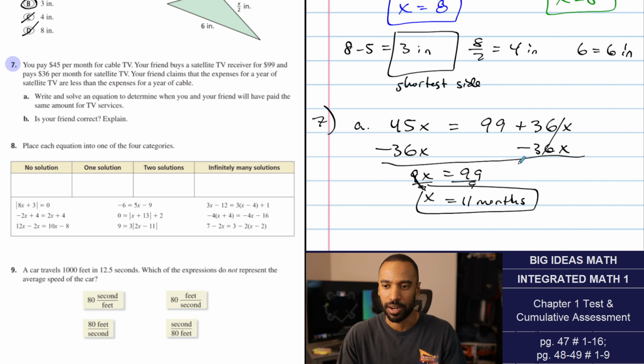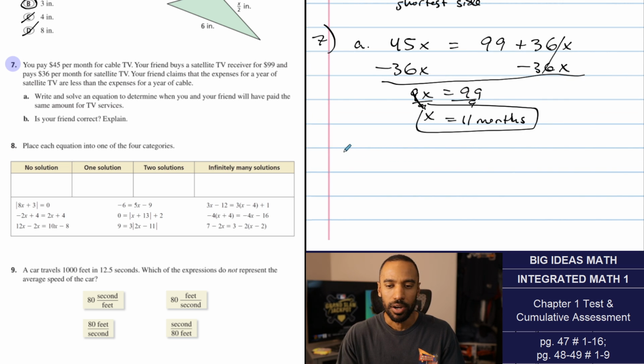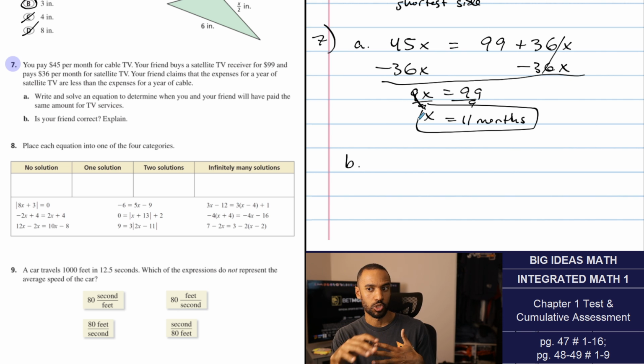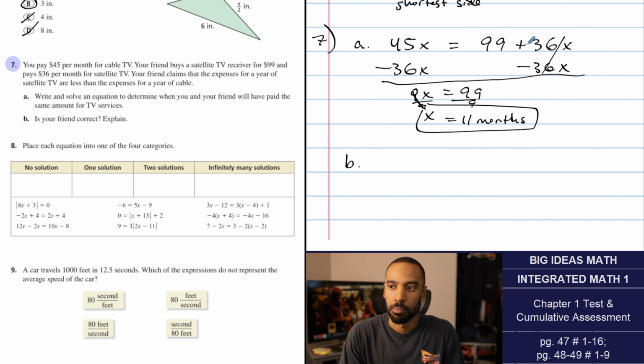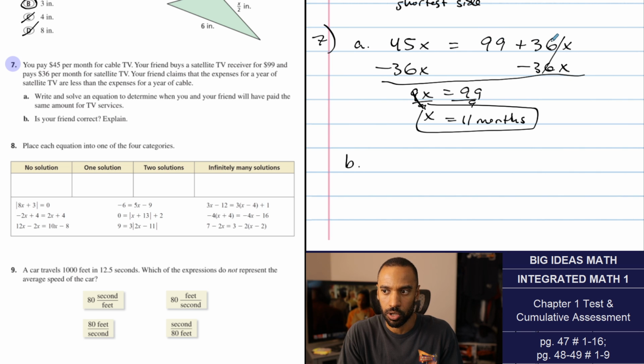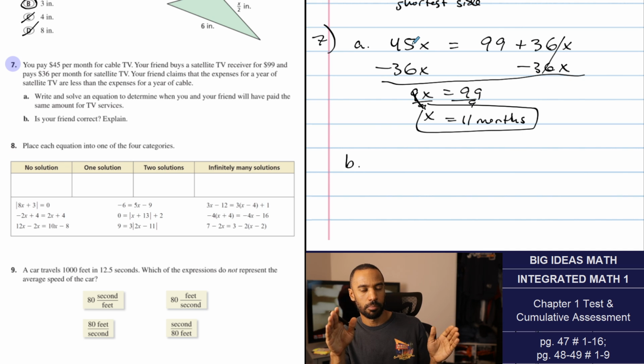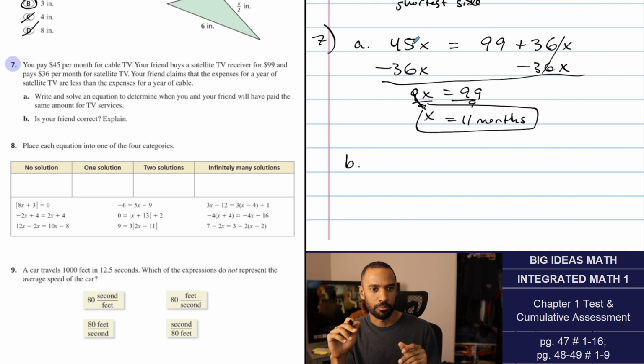You spend the same amount at 11 months. Part B, we already did one of these kinds of questions before, where before or after 11 months, which one's more? You spend more before 11 months because the $99 upfront cost is really taking its toll. The 36 is going to help it over time, but not before that. At 45, here you spend less. So you spend less for the first 11 months for cable TV. You spend less after 11 months for satellite TV.